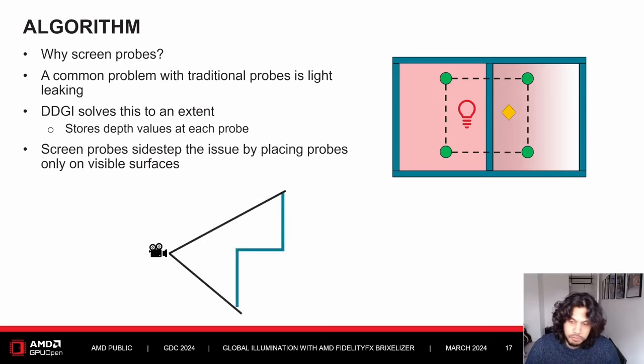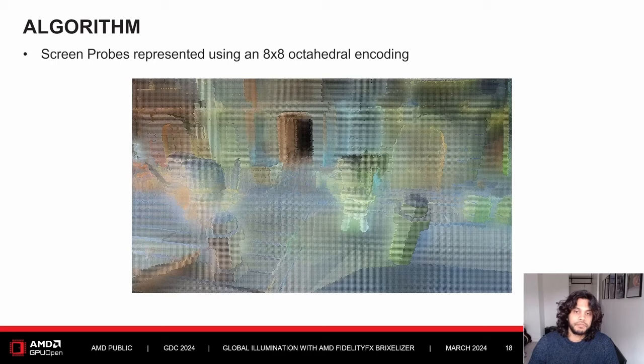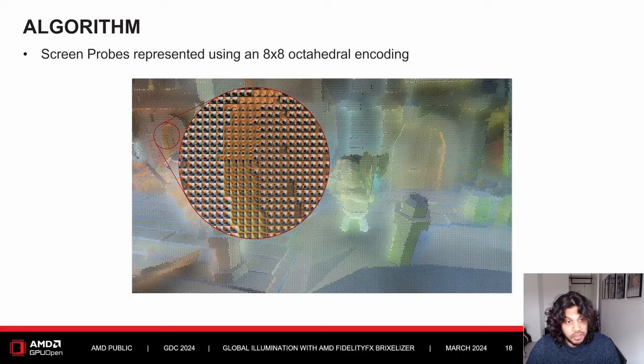Take this scenario for example. If we were to shade this point using these screen probes, we can clearly ignore the top probe as it is too far away. We can use simple depth and normal comparisons to weigh probe contributions. It also has the benefit of being more dense than a world space probe grid, especially when you are close to the surface being viewed. The screen probes are represented using an 8x8 octahedral encoding, as seen here.